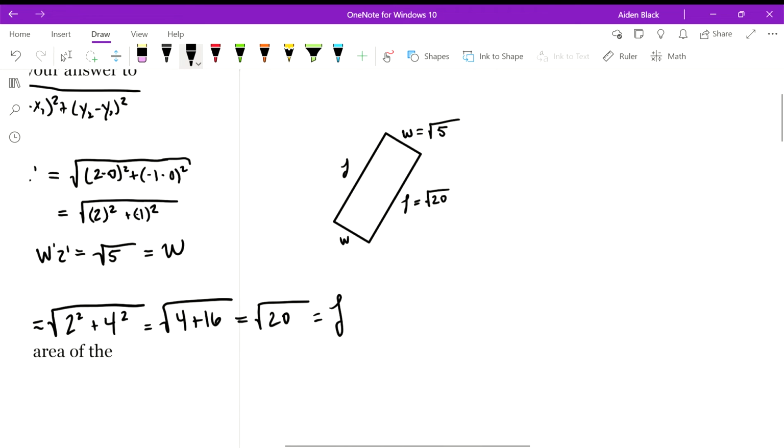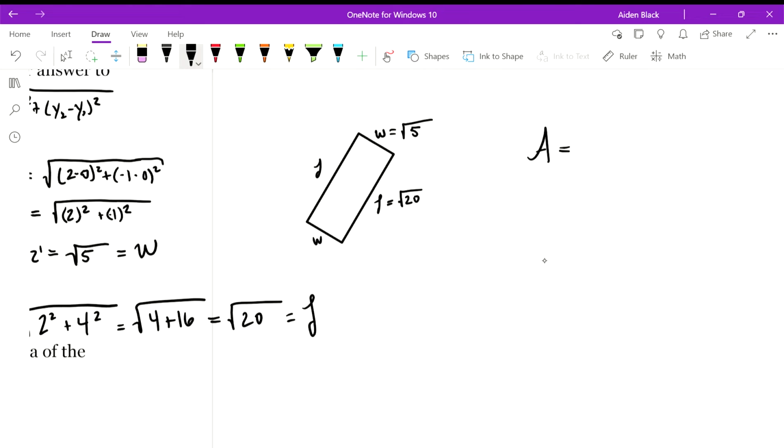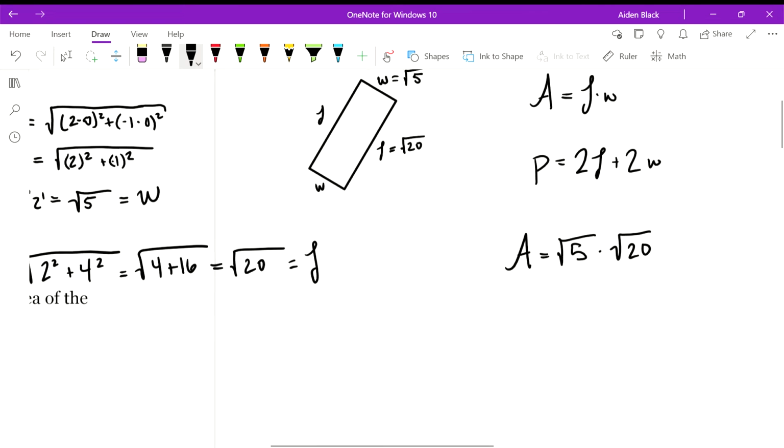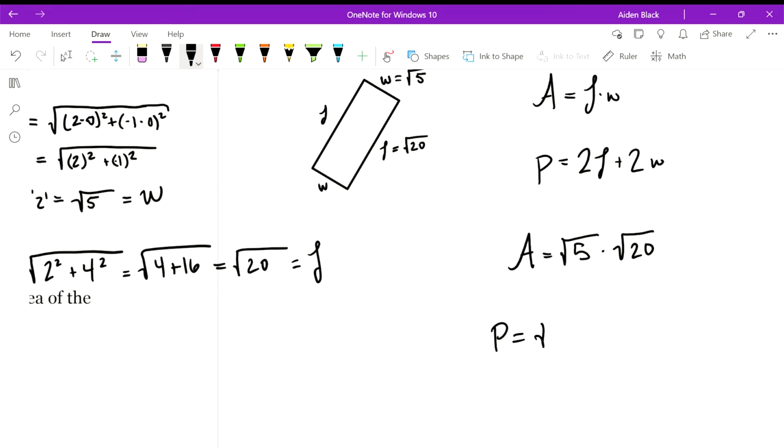So now we can use the area of a rectangle, which is length times width, and the perimeter, which is equal to 2 times the length plus 2 times the width. Or in other words, length times length plus width times width. So we know that the area here is square root 5 times square root 20. We know that the perimeter is 2 times square root 5, plus 2 times square root 20.